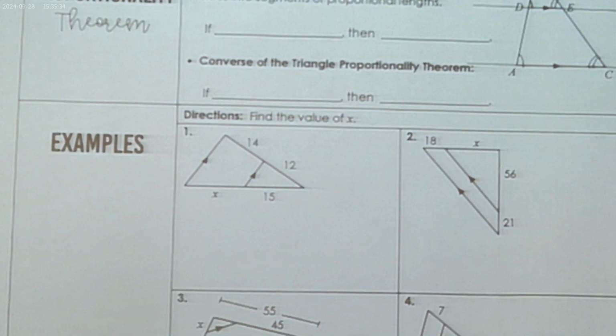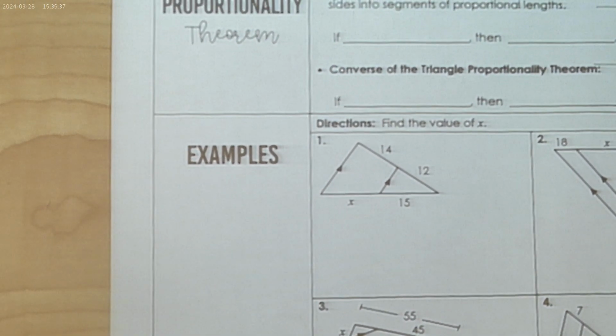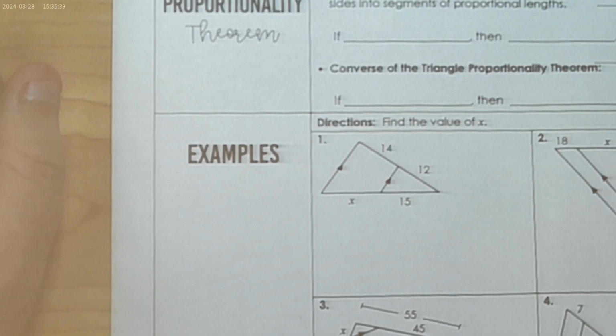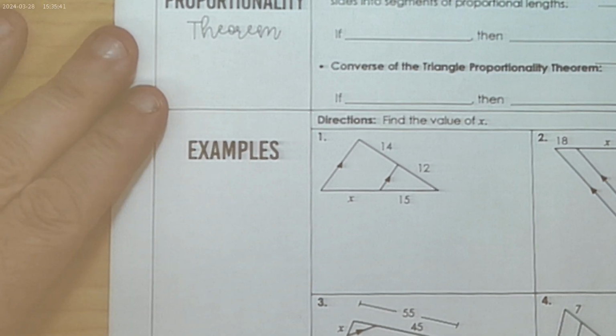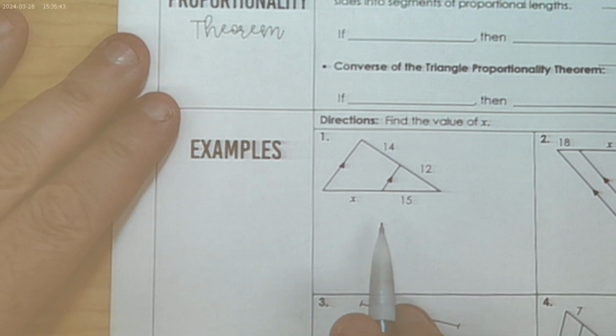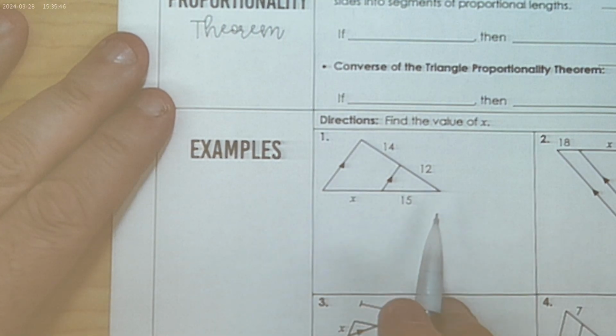So let's take a look at some examples. So we're trying to find the value of x. I've got my parallel lines here. I've got my triangles here.